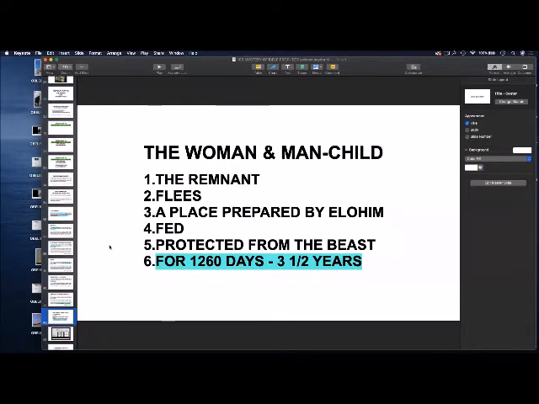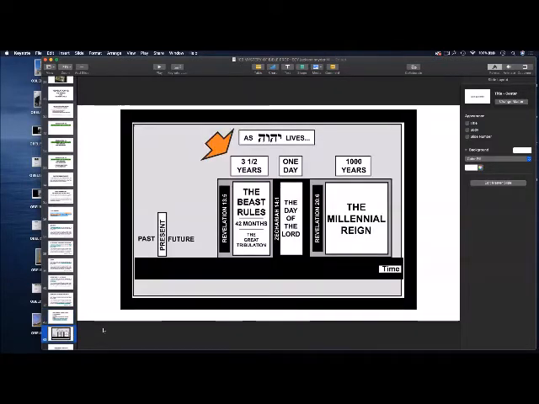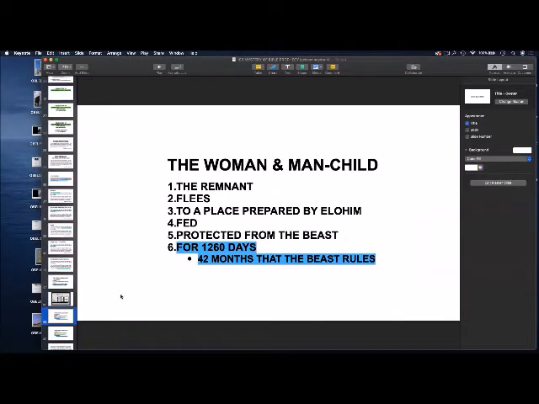We have these six items that I want to address. The first one we're going to address is the 1260 days, or the 3.5 years. This is the same 3.5 years that the beast rules for 42 months. So the beast rules for 42 months, and we can scratch that off. As far as this is one down, this is something that we've addressed in those two verses.